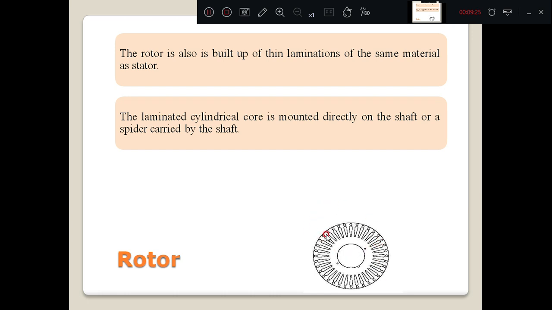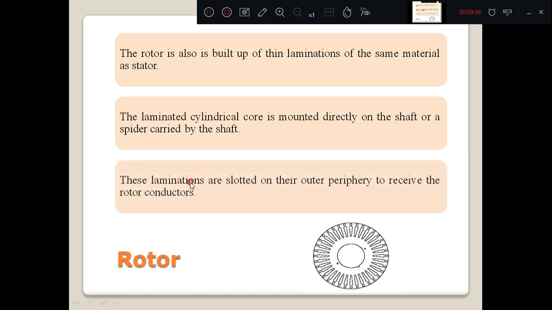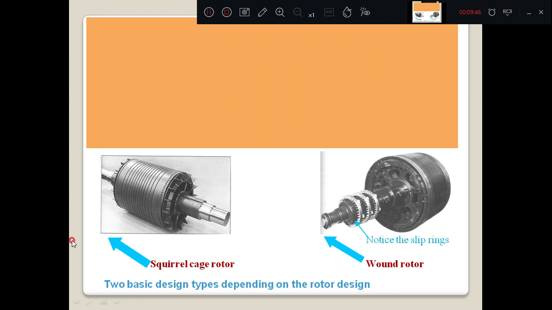These are the laminations, and on its outer periphery you have got slots. These are placed on the shaft. These laminations are slotted on their outer periphery to receive the rotor conductors. Here also you are placing the conductors. Then, based on the construction, I told you there are two types of construction. One is called the squirrel cage. The other one is the wound rotor.